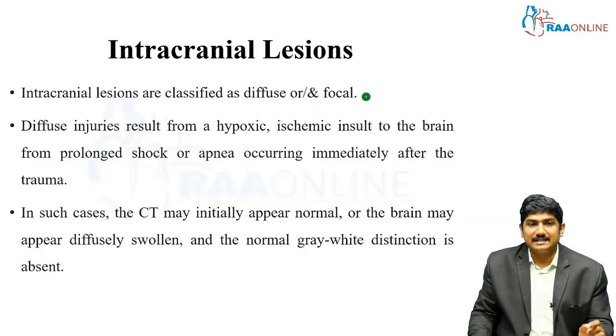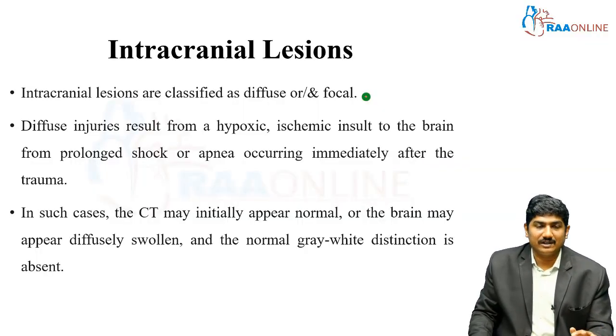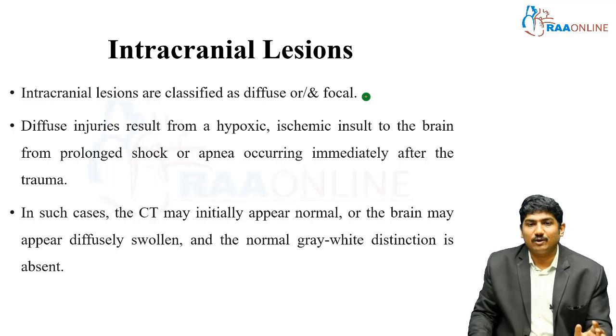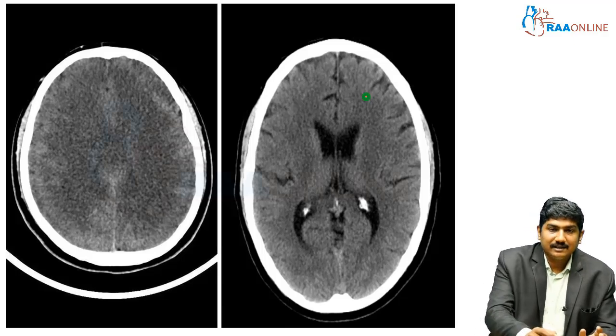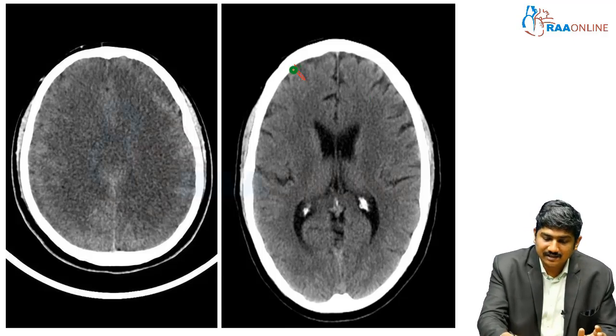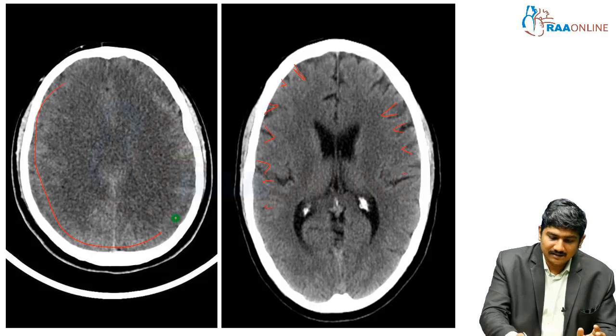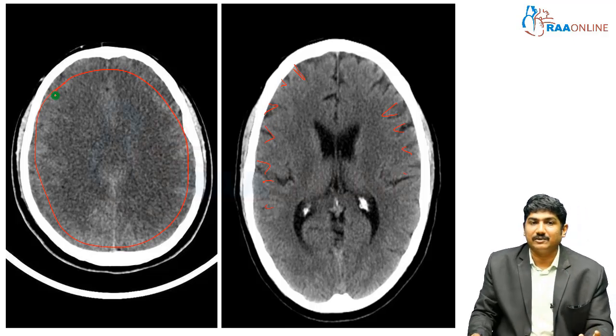Intracranial lesions. Intracranial lesions are classified into diffuse or focal. Diffuse injuries result from a hypoxic ischemic insult to the brain from prolonged shock or apnea occurring immediately after the trauma. In such cases, CT may initially appear normal or the brain may appear diffusely swollen and normal gray white distinction is absent. So, can you see that? This is the gray white distinction where you can see some sulci and gyri, right? But all those are absent here. So, this is what we call a cerebral edema or a tight brain, okay.